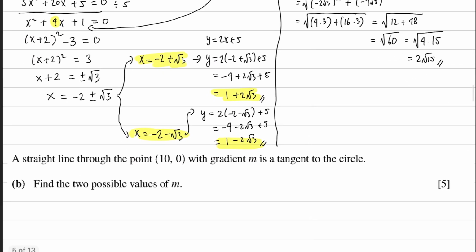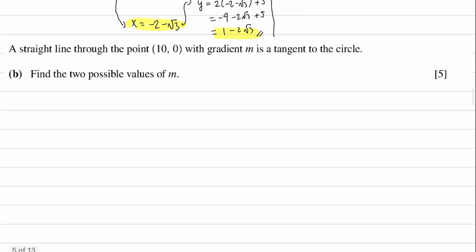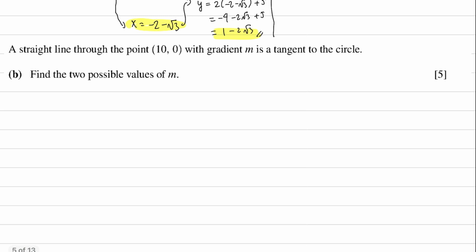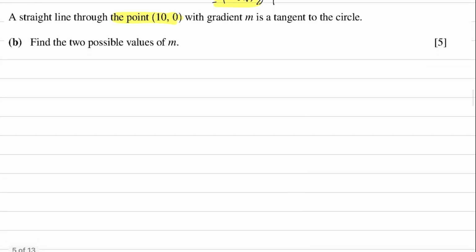Now, the second question. A straight line through the point (10, 0) with gradient m is a tangent to the circle. Find the two possible values of m. So, we don't know whether this point lies on the circle or not. Is it outside or inside our circle? So, we need to sketch what happened with our graph.